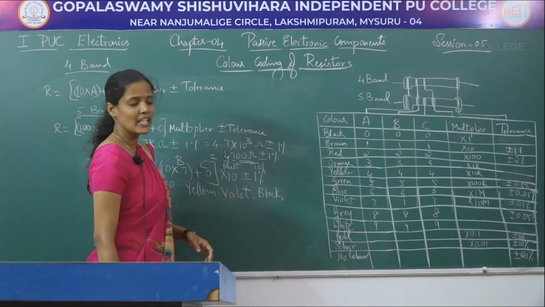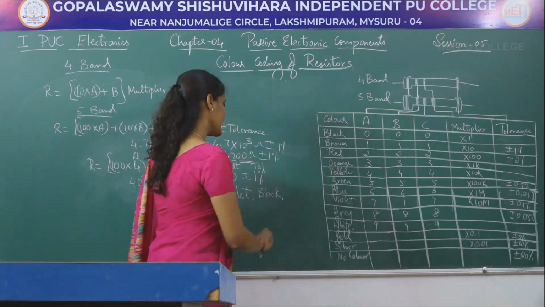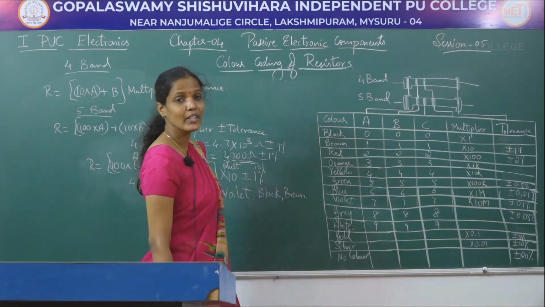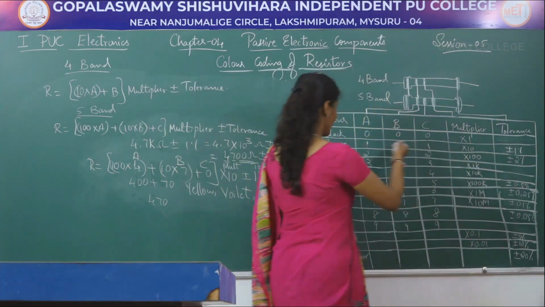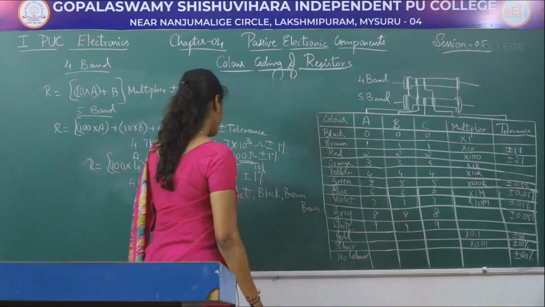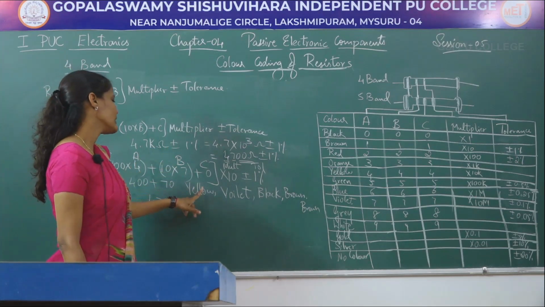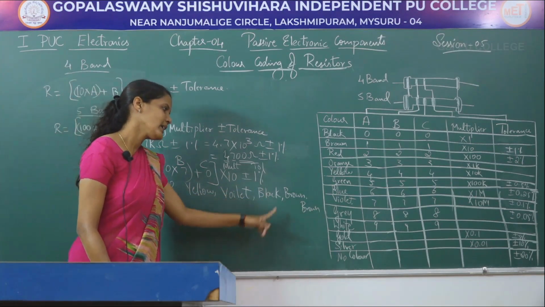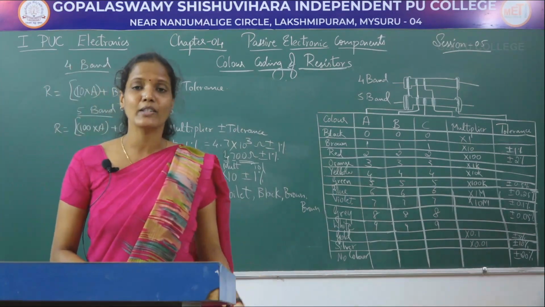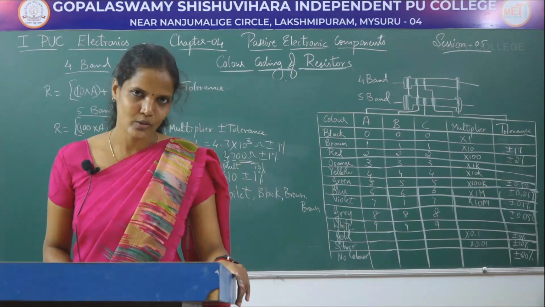And a multiplier which is having a value of 10 is equal to brown. And tolerance which is having a value of plus or minus 1%, that is equal to again brown. So this is the color code of the resistor, which is having a value of 4.7 kilo ohm, and the color code is yellow, violet, black, brown and brown. Like this, you can easily find out the resistance value of the given resistor if the color code is given or if the resistance value is given.